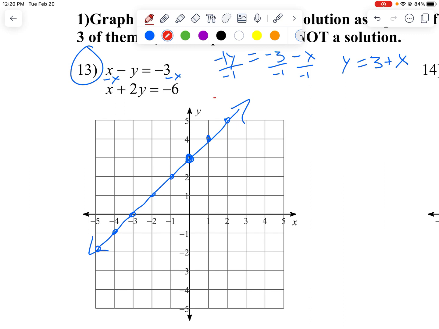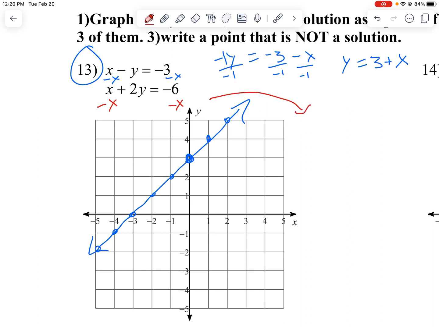Let's switch to red. On this second one, again, I want to get y by itself. Let's bring it over here. Now I got 2y equals -6 minus x. We're going to divide everything by 2 now, because that was the thing in front of y. So I got y equals -3 minus 1/2 x. So we got this. So now my y-intercept is -3.